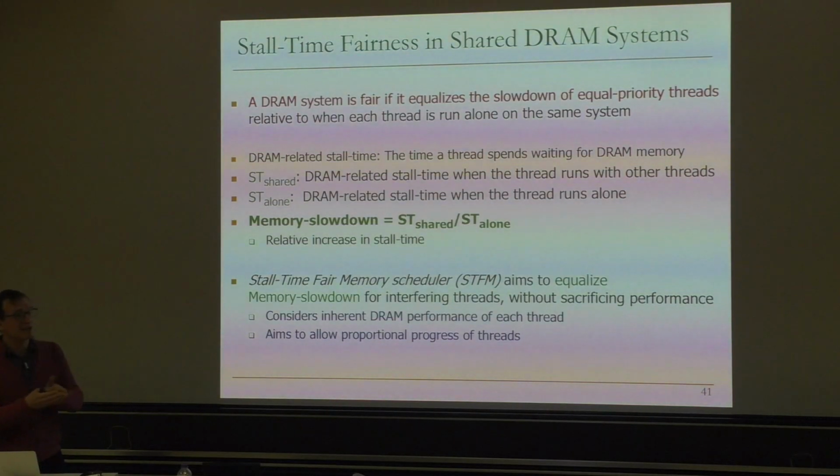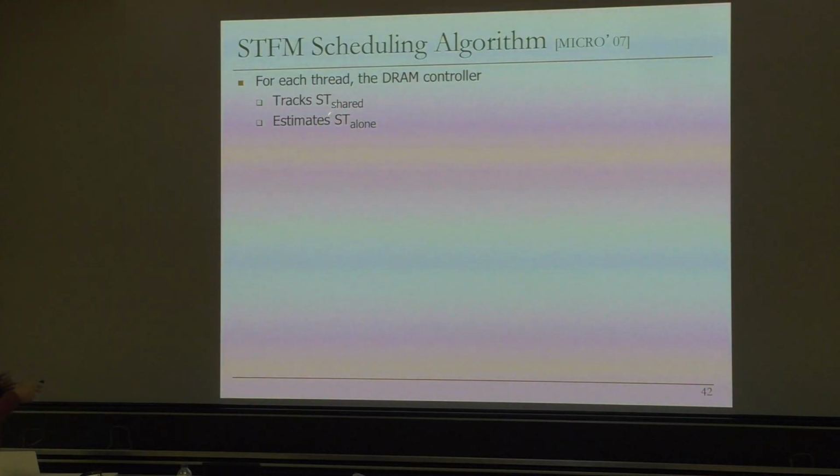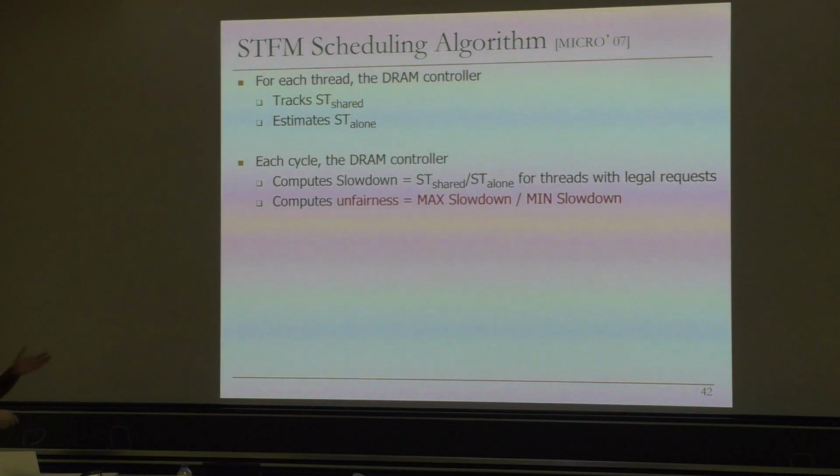The second is you're measuring the stall time alone at this phase, but maybe you move into some other phase later on, and you need to measure the stall time alone all the time when you change phases in terms of workload. So basically what we did was we added hardware to estimate the stall time alone. For each thread, the DRAM controller tracks stall time shared, estimates stall time alone, and each cycle the DRAM controller computes a slowdown, stall time shared divided by stall time alone, for threads with legal requests.